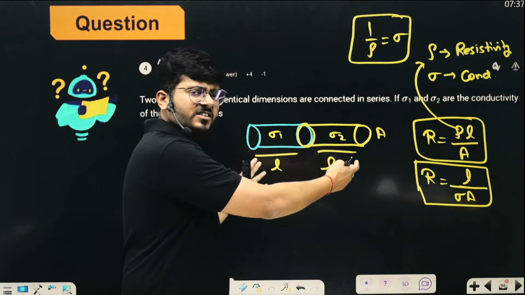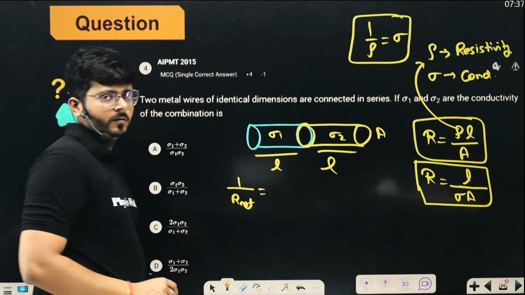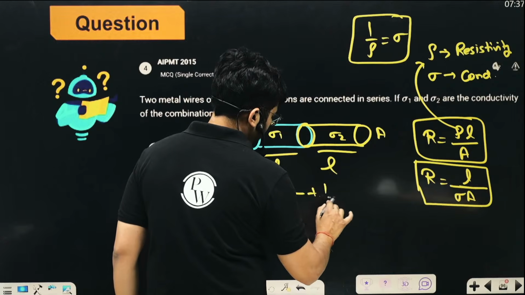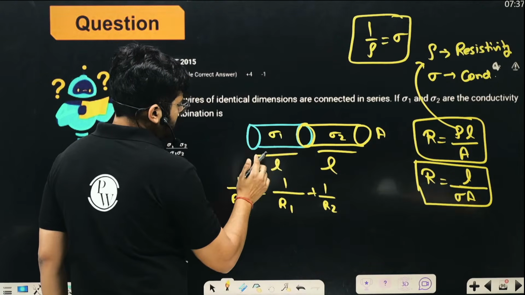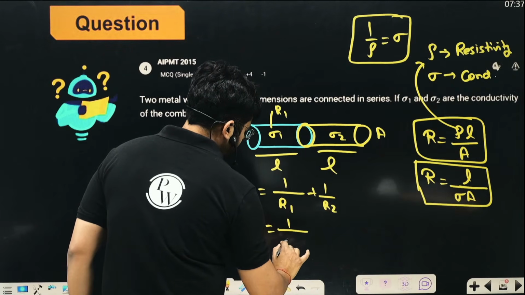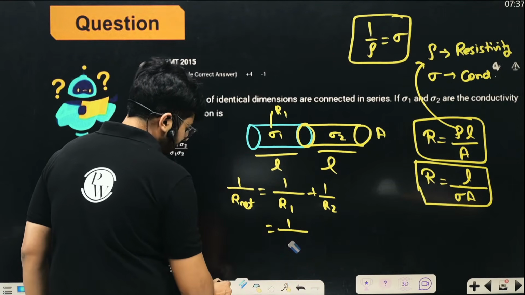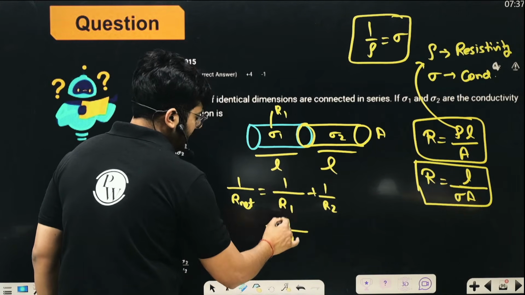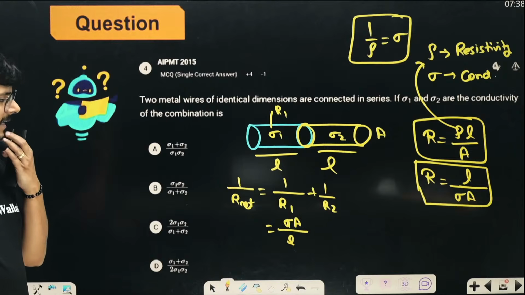Now they are added in series. So what will be the value of net resistance? We can say the net resistance will be R1 plus R2. Let's solve it in this way. This is easier. What will be the resistance of the first portion? Resistance of the first portion will be rho L upon A. We are writing in terms of conductivity, so it is L upon sigma A. So R1 is L upon sigma A, right?